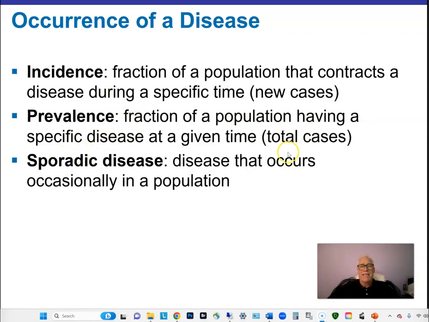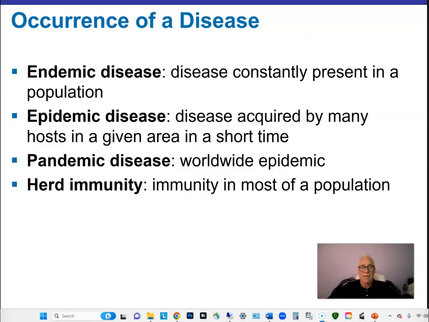A sporadic disease is one that occurs occasionally in a population. Maybe a very, very low incidence of a particular disease or prevalence in a population. All of a sudden we just have some cases pop up and then go back down again. That's sporadic disease. Endemic diseases, contrarily, are diseases that are always present in a population. So if we say malaria is endemic to sub-Saharan Africa, that means it's always there. There's always cases of malaria in the population in that part of the world.